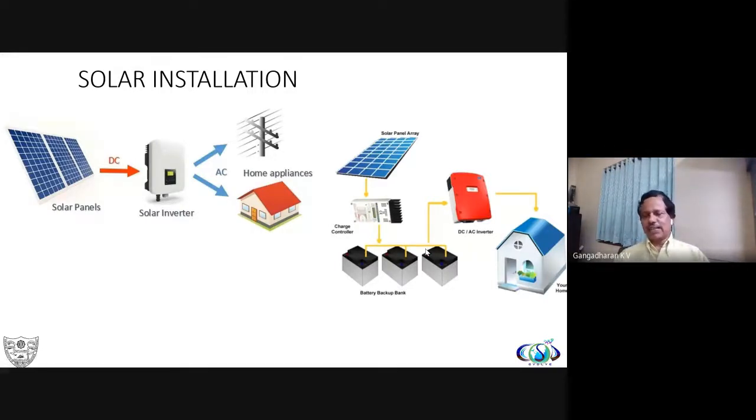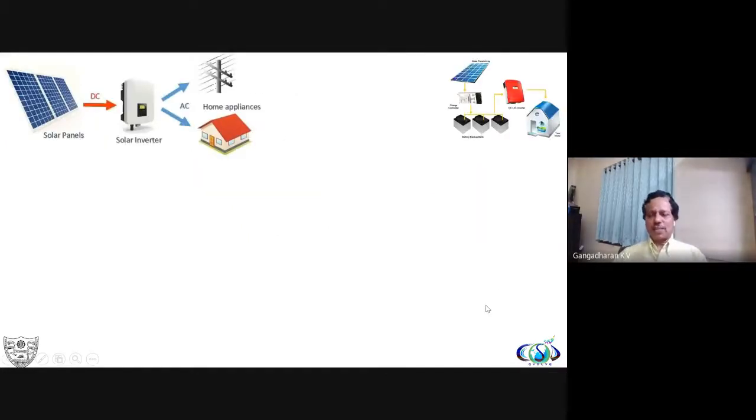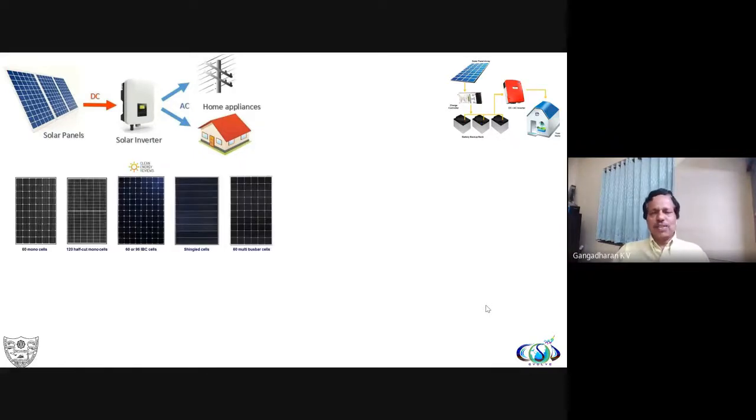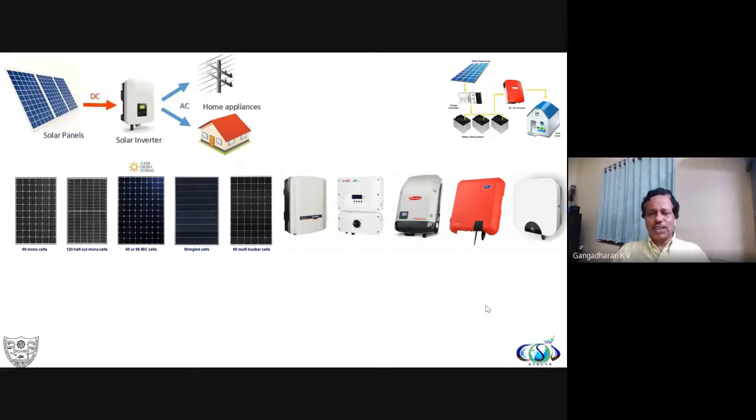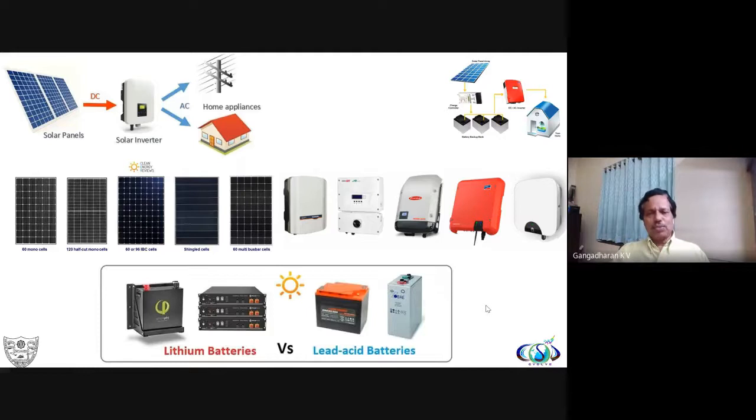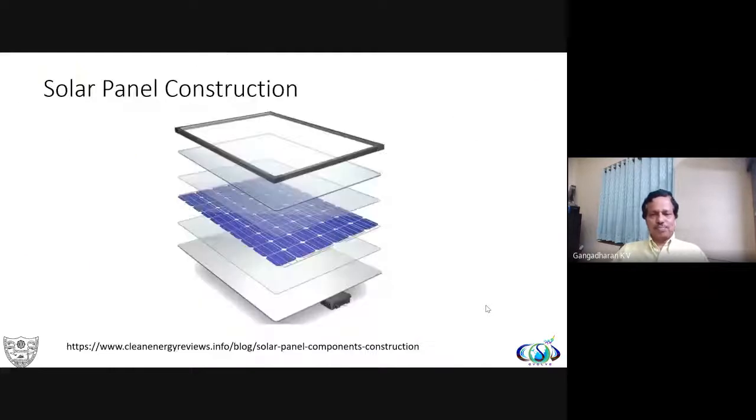Then it can again connect back through an inverter, an AC-DC inverter, to your home appliances. So let us just look at the components, because this is required to understand where we have to look at the fault. One is obviously the solar panels, then comes the inverter, and then the battery system if it is with the storage. Okay, so we'll just see how we are looking at the fault.